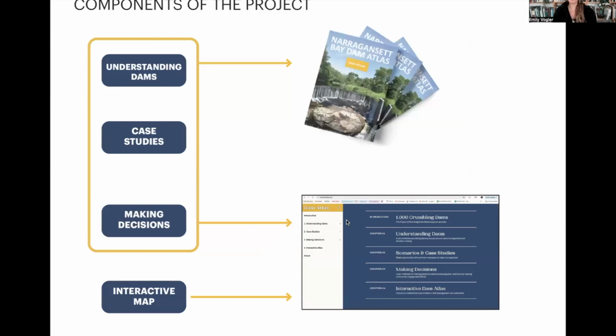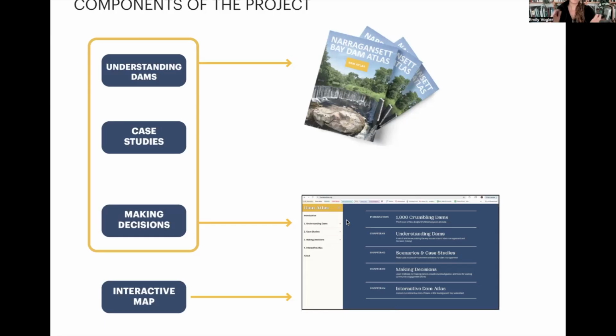And so it was all that work that led into what we are now calling the Dam Atlas, and it's called 2.0 because, for those of you who know me, it's been a work in progress, a labor of love for a long time, but I'm excited to be at the point where we're able to share it. And there's a couple of different components to the project. We have the PDF itself and a printed version, which includes parts about understanding dams, case studies, and decision making. And I'll go through each of those in a moment.